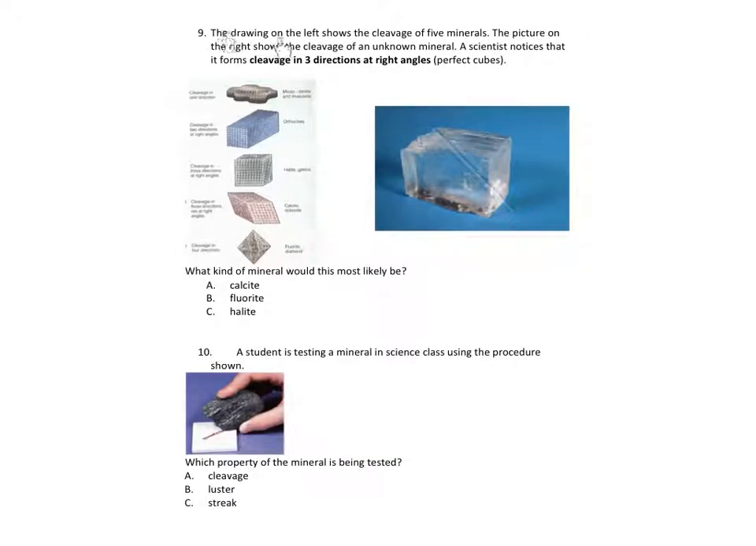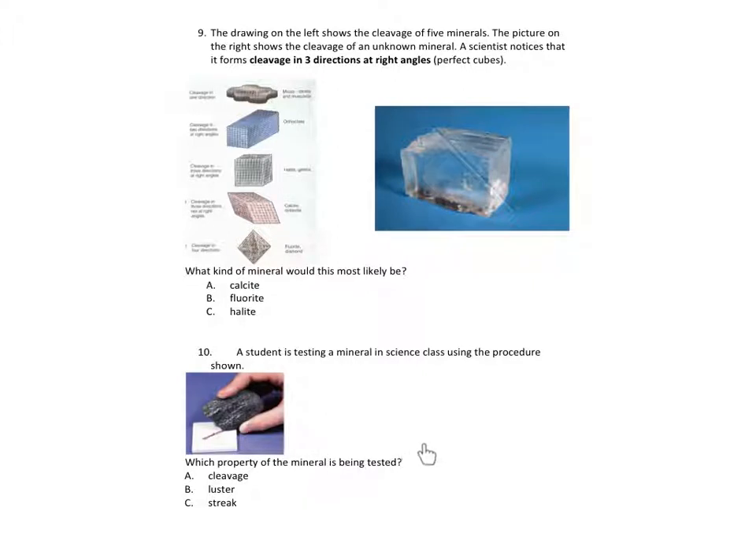Number 9. The drawing on the left shows the cleavage of 5 minerals. The picture on the right shows the cleavage of an unknown mineral. A scientist notices that it forms cleavage in 3 directions at right angles, perfect cubes. What kind of mineral would this most likely be? A. Calcite. B. Fluorite. C. Halite.